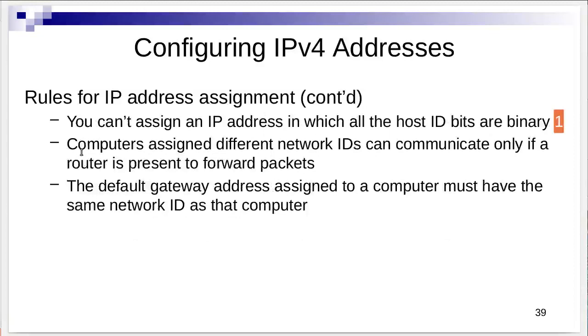Computers that are assigned different network IDs can communicate only if a router is present to forward the packets. So if you have 2 different networks, you have to have a router connecting them if you want to connect them. The default gateway address assigned to a computer must have the same network ID as that computer. So you cannot have a default gateway address outside your network. It has to be inside your network. It's usually the router port. That is the default gateway. Okay.